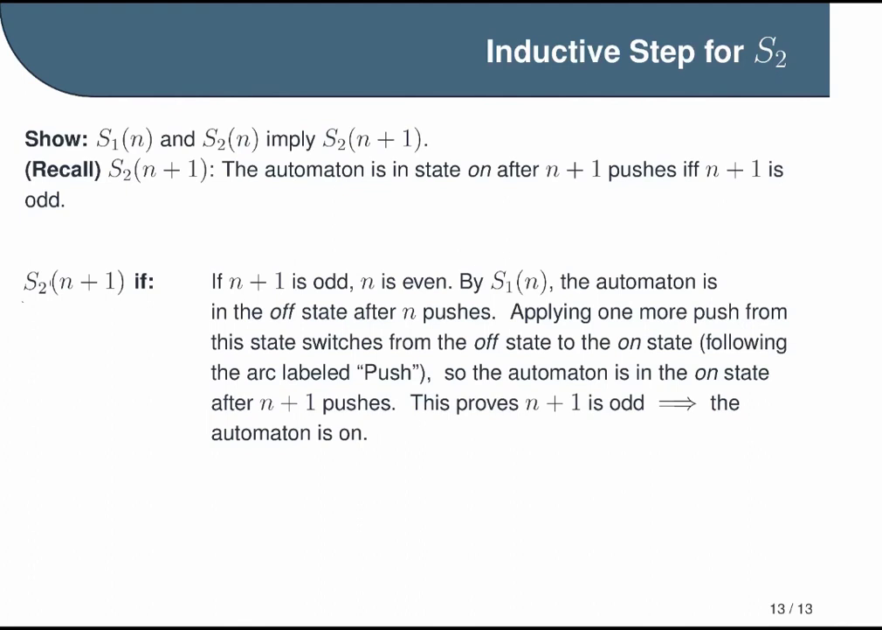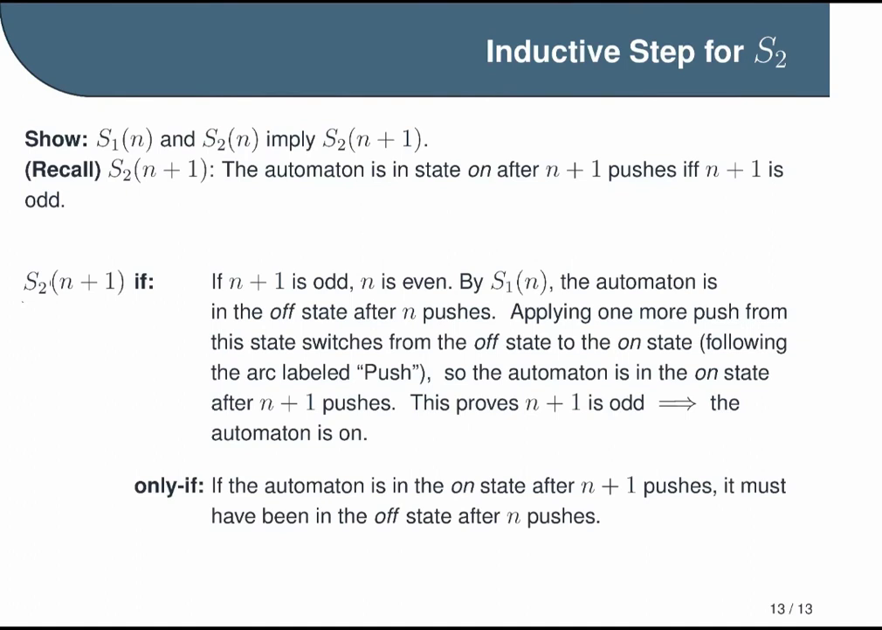So we just need to show if the automaton is in the state on after n+1 pushes, that means n+1 is an odd number. We can start by assuming we're in the on state and we have received n+1 pushes. And again, to get a sense of what's going on, we can bring up the diagram and annotate this to say n+1 pushes corresponds with the on state. And once we've done that, it's pretty clear that the previous state must have been the off state and that we must have required n pushes to get there.